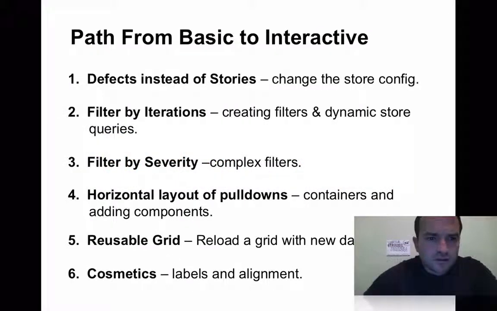So let's go take a look at our list of things to do. We did number one, defects instead of stories. That's done. The second thing now is let's focus on iterations. How do we create an iteration pull down?